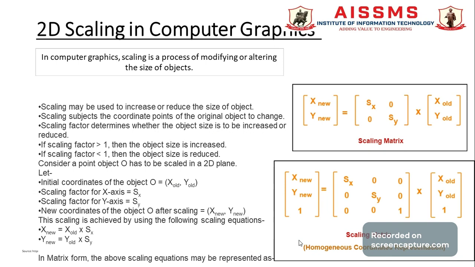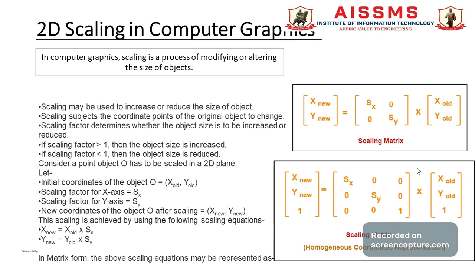Now suppose we have a point object O to be scaled in a 2D plane. The initial coordinates of the object will be x old and y old. Whenever you apply this transformation, that is scaling, it requires the scaling factor related to the x-axis and related to the y-axis. We can say that the scaling factor of the x-axis is sx, and similarly for the y-axis, the scaling factor will be sy.